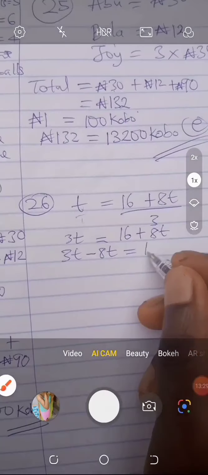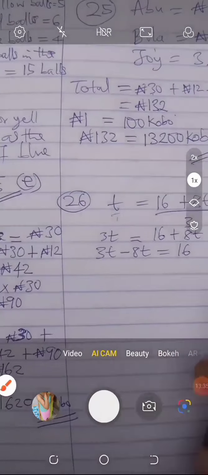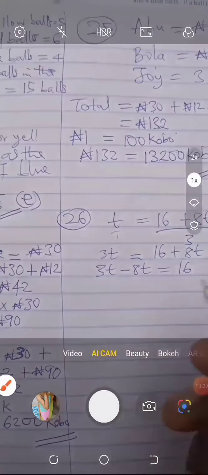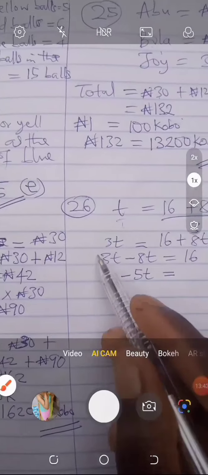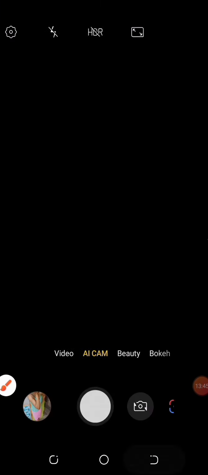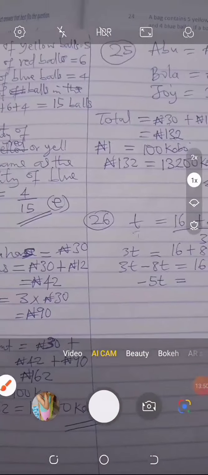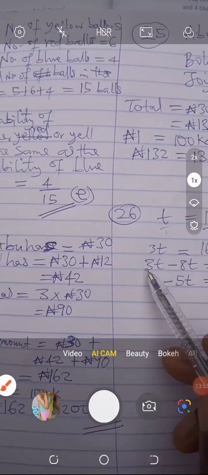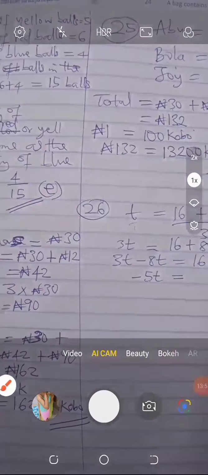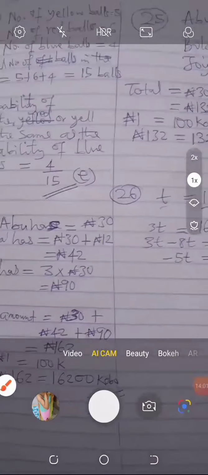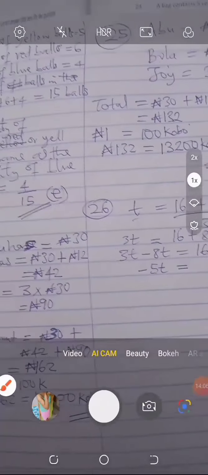This should now be equal to 16, because I'm crossing plus 8t over, so it turns to a negative. So now 3t minus 8t, I have minus 5t. Of course, that is the answer. Plus minus is minus. We look at the two numbers: this one has a plus and it is the smaller number, this one has a minus and it is the bigger number. The answer always goes with the sign of the bigger number, 8 minus 3, we have 5.